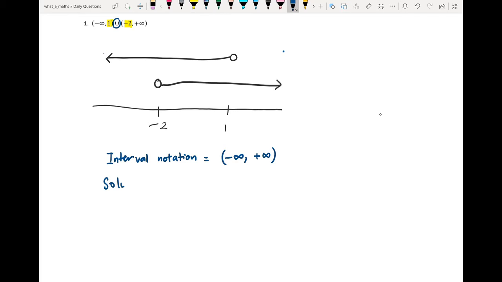As for the solution set, I need a curly bracket. My variable here, I can name my variable to be x. Then I can follow what is given. So I can write here x is less than 1 or x is greater than -2. Or I can also write this as equals to all real values.